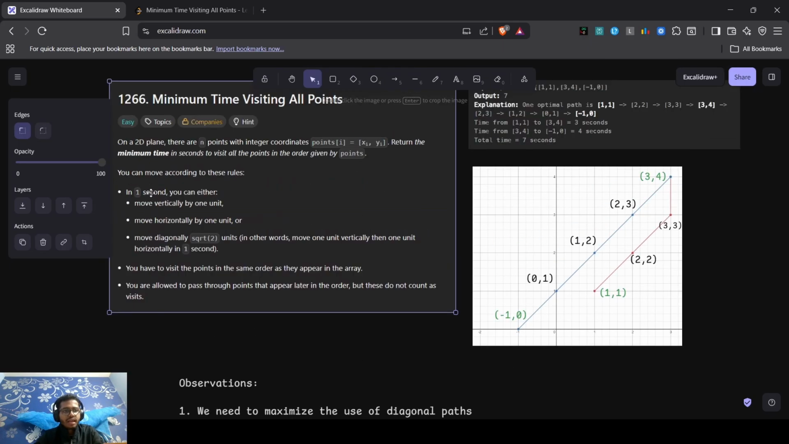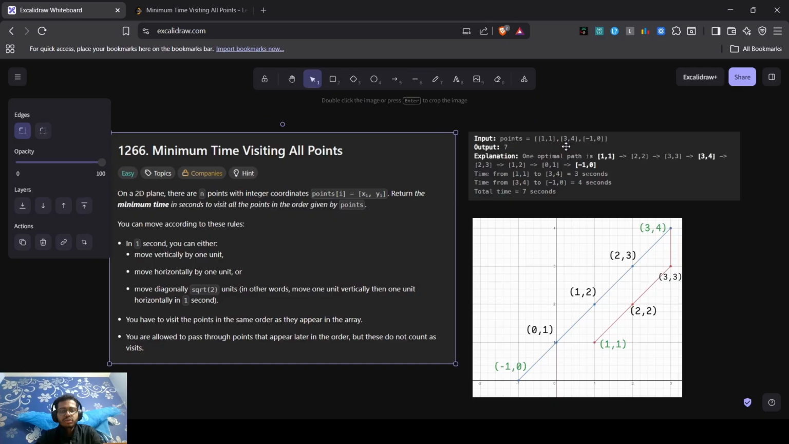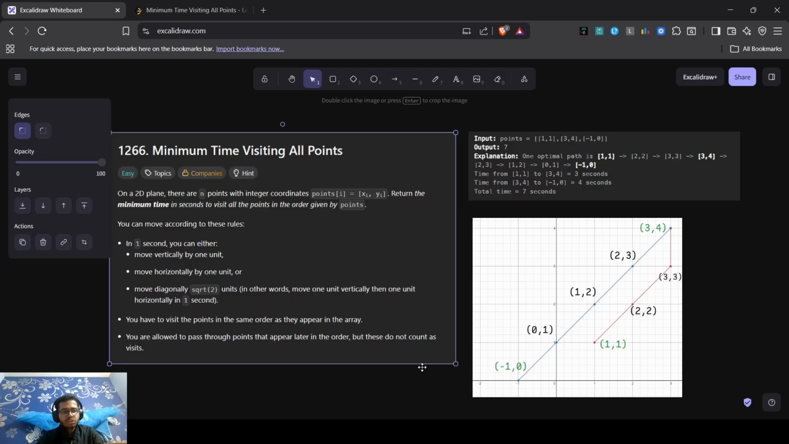For some clearer observation, there are some points you need to consider. You have to visit the points in the same order as they appear in the array. Just what I have told you, that you need to maintain the order. You can't break the order. You need to first go 1 comma 1, then 3 comma 4, then minus 1 comma 0. And you are allowed to pass through points that appear later in the order, but these do not count as visits. It's one of the most important points here.